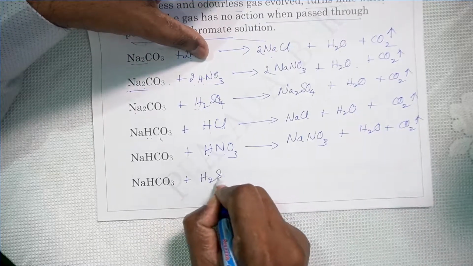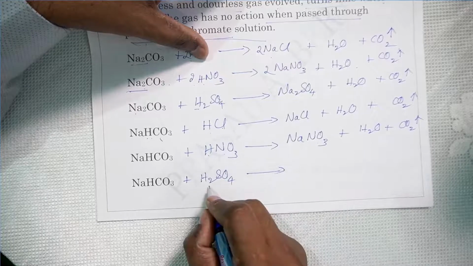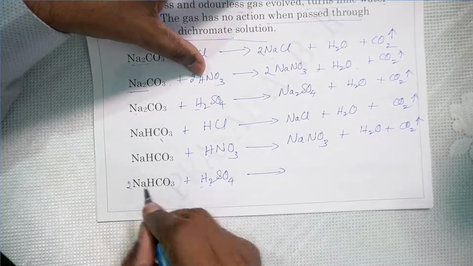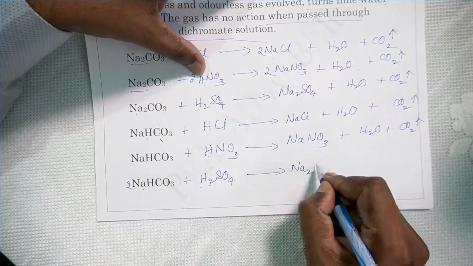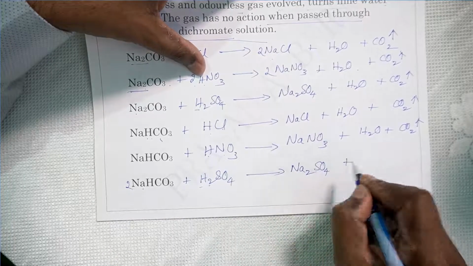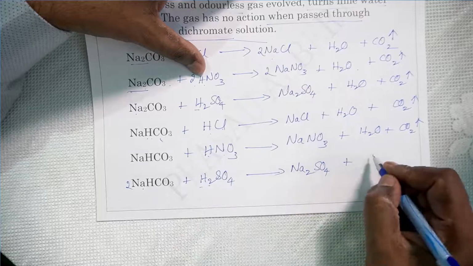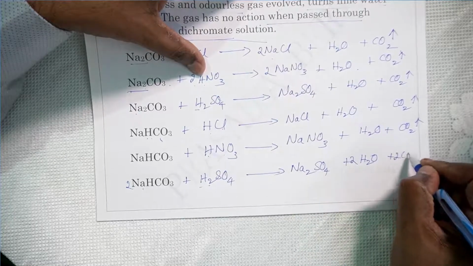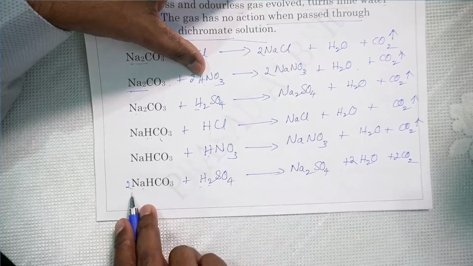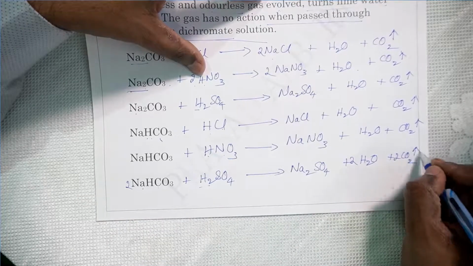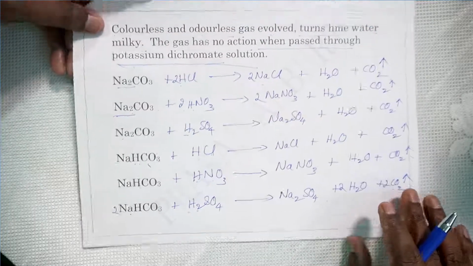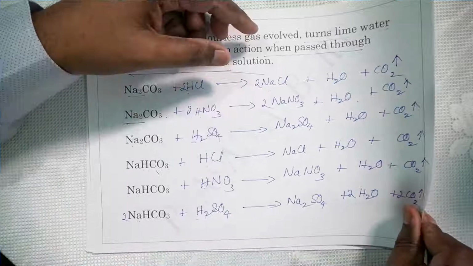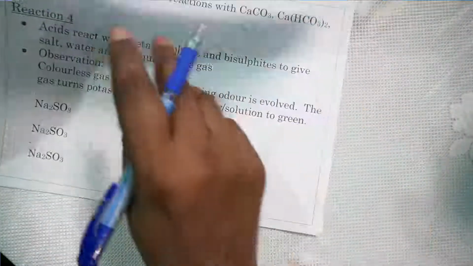NaHCO3 plus H2SO4. Now here we have to see this is dibasic, two hydrogens, one sodium, so it has to be 2 NaHCO3. Na2SO4, sodium sulfate, and two molecules are there, so there will be 2 H2O and 2 CO2, because there are two carbons, 2 is put here, so yes, it is balanced now. So this is how you get salt, water and CO2 from metal carbonates and bicarbonates. We'll take some more examples.